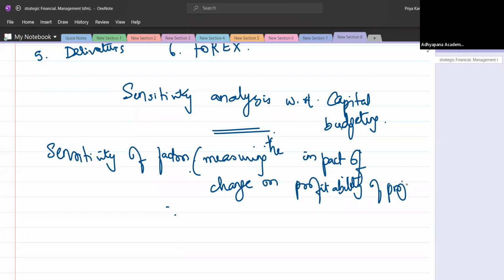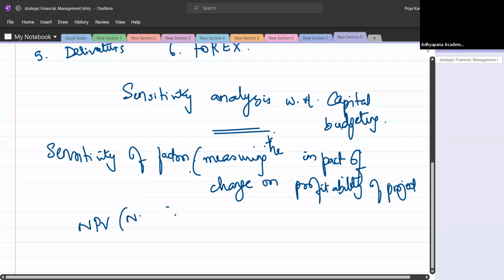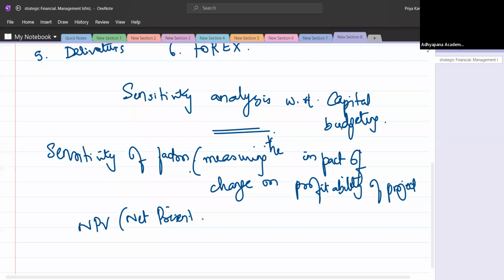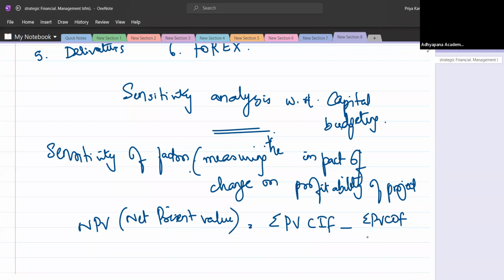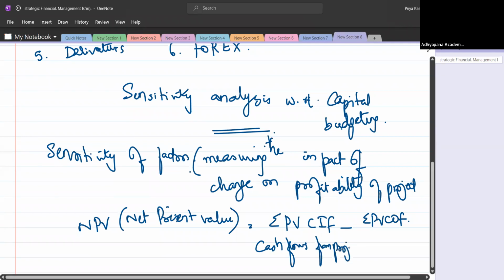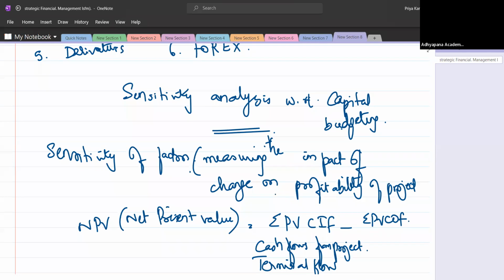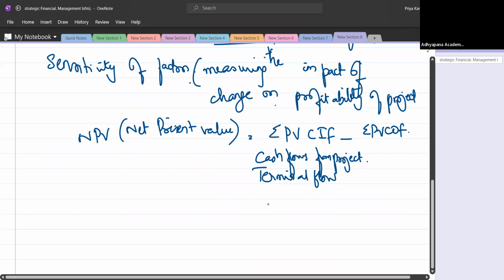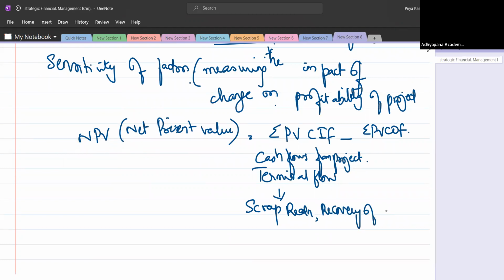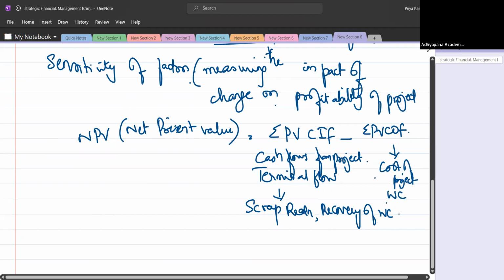So you all should be aware of the basic NPV by now. What is NPV? NPV is net present value. It is the benefit derived from the project in present value terms, where it is the sum of present value of cash inflows minus sum of present value of cash outflows. As part of inflows, you will have the cash flows from the project. Then you will have the terminal flow. As part of terminal flow, you will have scrap realization. You will also have the recovery of working capital as part of terminal flow. As part of outflows, you will have the cost of the project and you will also have the working capital invested. So this is NPV.